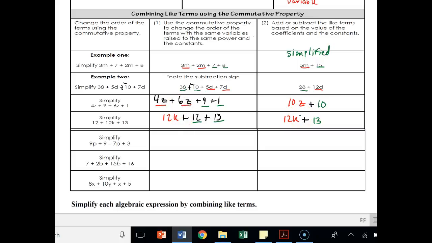Right? I'm going to have you do, I'll label this number 1 in Edpuzzle, number 2 in Edpuzzle, and number 3 in Edpuzzle. I'll help you out by reorganizing. So we have 9p plus negative 7p. I'm sorry, I forgot to say plus and negative to that. Plus 9 plus 3. You need to simplify that. You need to simplify 2b plus 15b plus 7 plus 16. And then you also need to simplify 8x plus x plus 10y plus 5. That is the end of part 1.